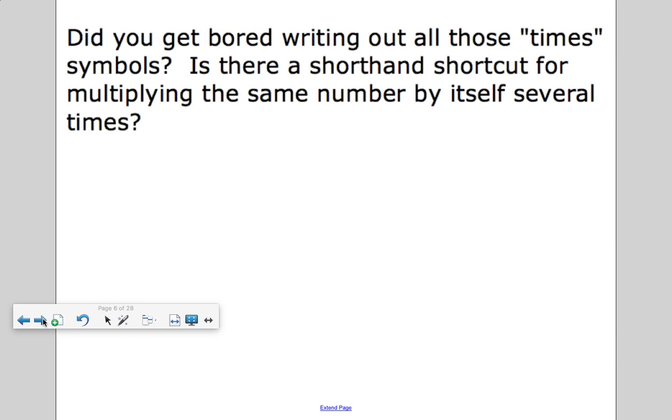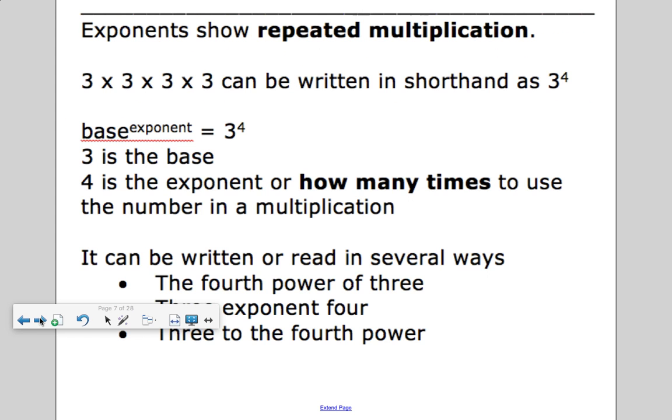So did you get bored writing out all those times signs? I did. You see, I stopped and I just started doing the mathematics. Is there a shorthand shortcut for multiplying the same number by itself several times? There is. It is called exponents.